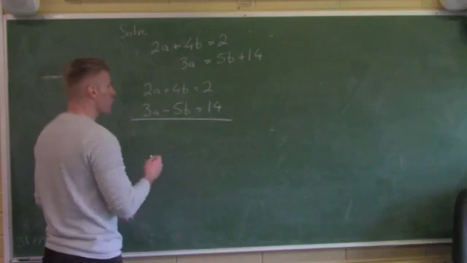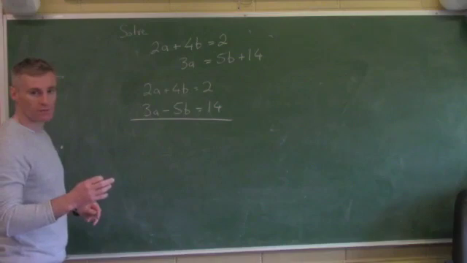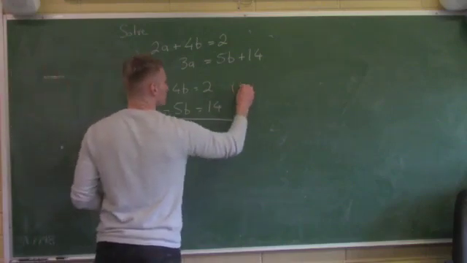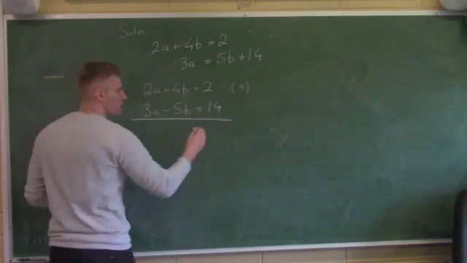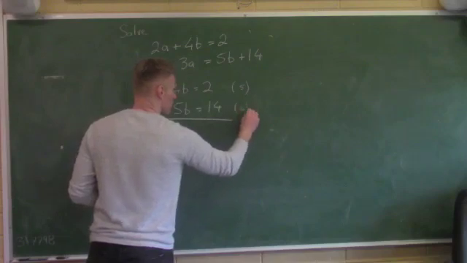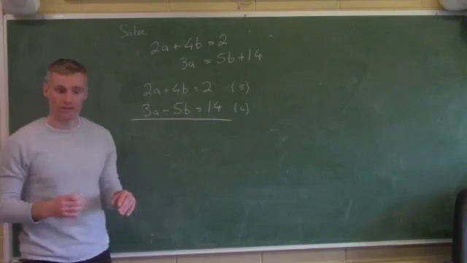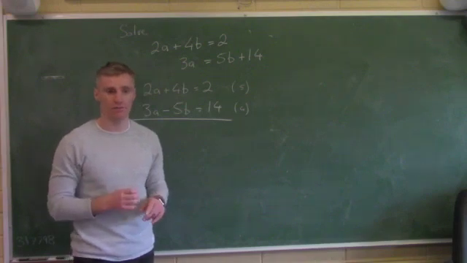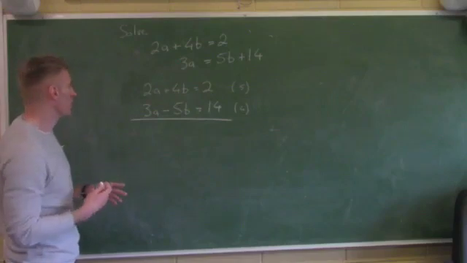So the top line, how can I make the numbers the same in front of my b's? Right, well 4 and 5, they're multiples of 20. So if I multiply the top line by 5, that will give me 20b. If I multiply the bottom line by 4, that will give me minus 20b. The numbers will be the same, one will be positive, one will be negative. They'll give me an answer of 0. I'll have gotten rid of my b's. Okay? So that's my aim, to get rid of b's. I can then work out a.